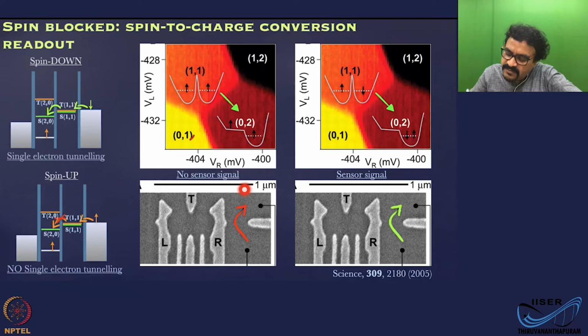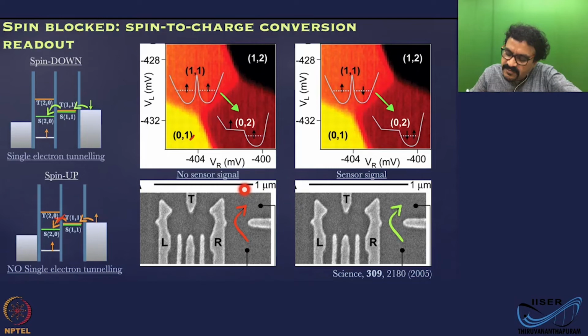Now there is another way to do the spin readout. That is also a spin to charge conversion technique, but this uses Pauli's exclusion principle. So let's look at the case of a singlet triplet system. That means it's a double dot. A double dot is characterized by a honeycomb charge stability diagram.